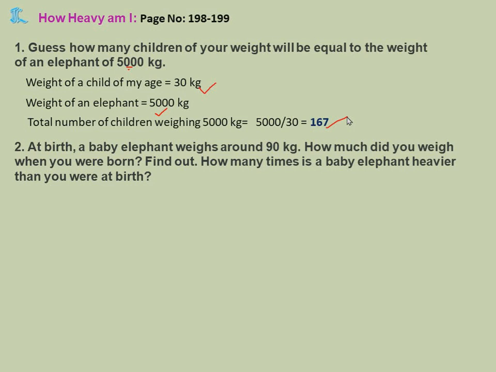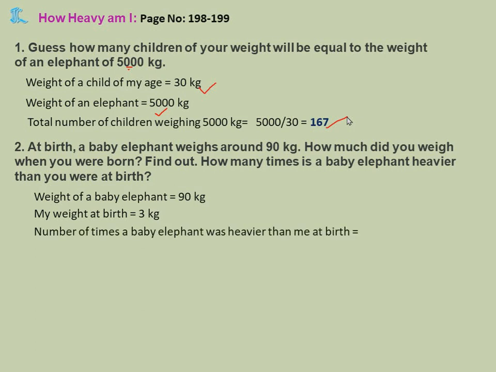At birth, a baby elephant weighs around 90 kg. How much did you weigh when you were born? So what is the weight of the elephant given? 90 kg. And when you are born, you will be nearly 3. If you were 2, 2.5, I have also taken approximately 3. Now, find out how many times a baby elephant is heavier than your weight at birth.